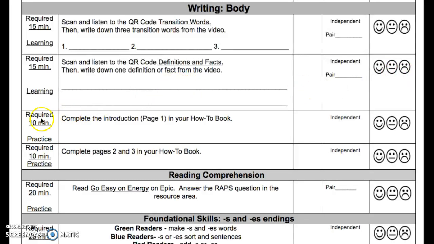The next activity is required for 10 minutes. It is practice. Complete the introduction page in your how-to book. This is independent. Remember to mark your work mode. The next activity is required for 10 minutes. It is practice. Complete pages 2 and 3 in your how-to book. This is independent, and remember to mark your work mode.